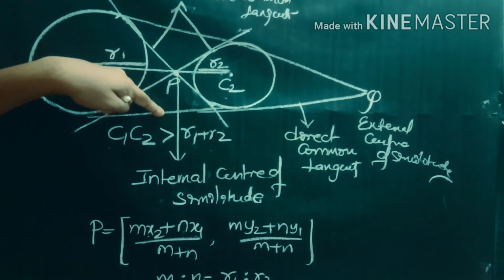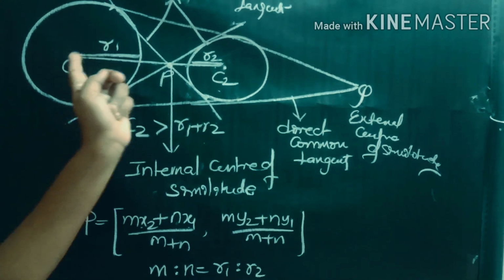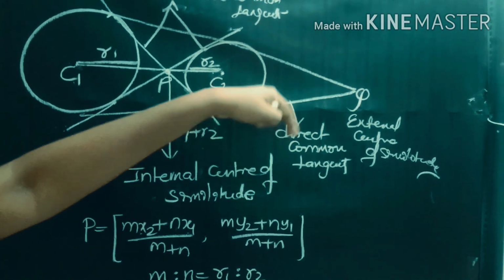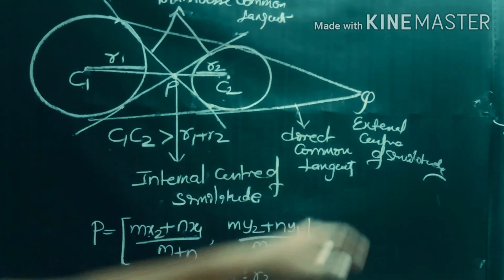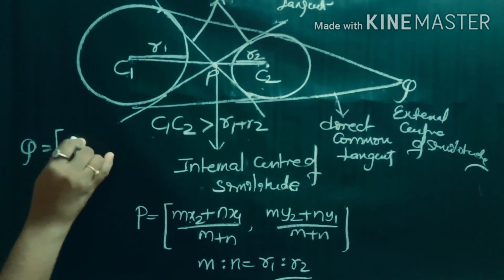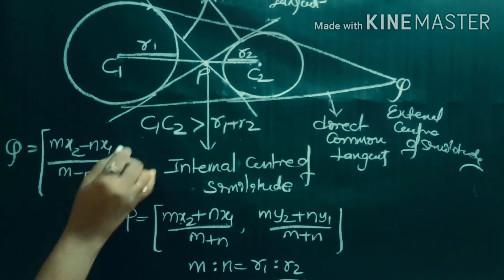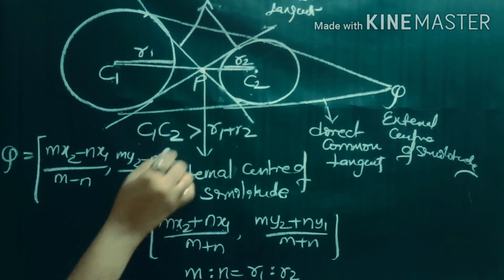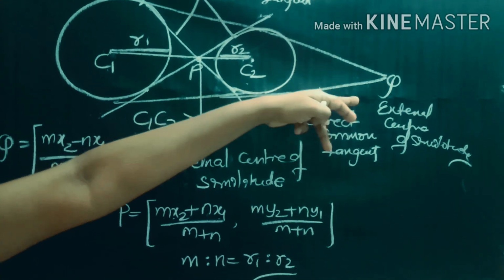The direct common tangents are those whose point of intersection is not on the line C1C2, and the point of intersection of the direct common tangents is called the external center of similitude. The formula for finding the external center of similitude is Q equals (mx2 minus nx1) by (m minus n), comma (my2 minus ny1) by (m minus n). This is the formula for finding the point of intersection of the direct common tangents.